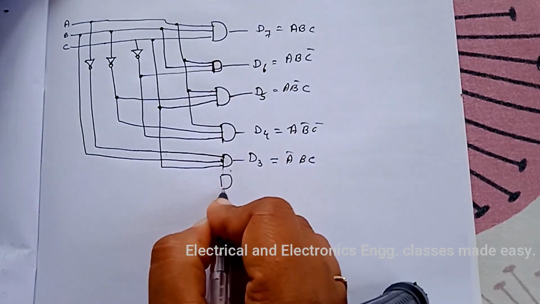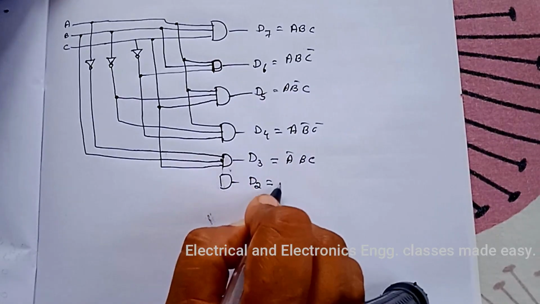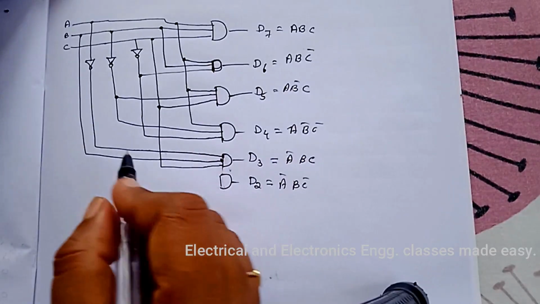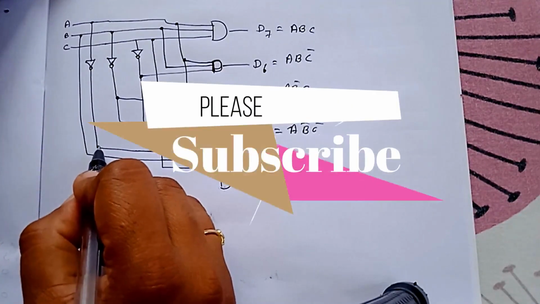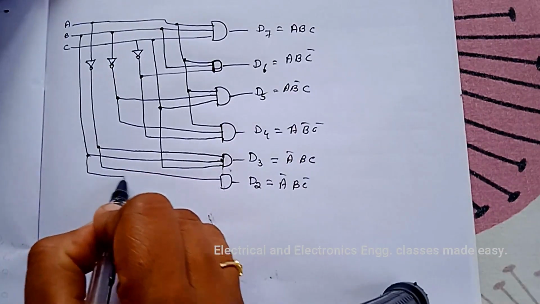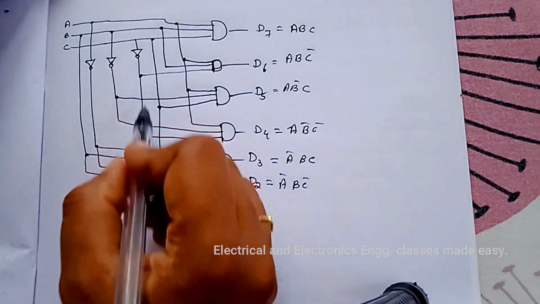Then D2. D2 is A bar, B, C bar. So A bar is here, then B, and C bar is this one.